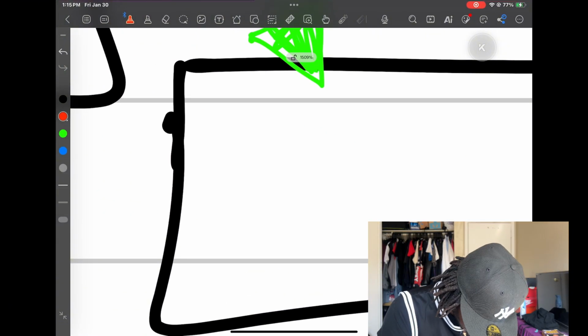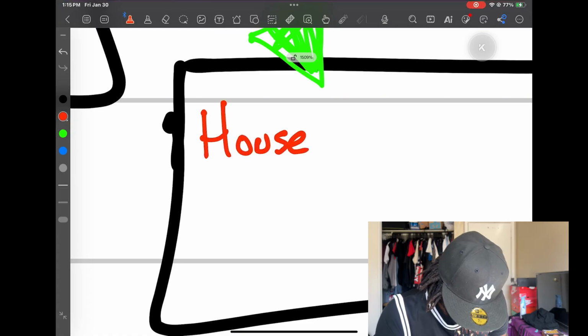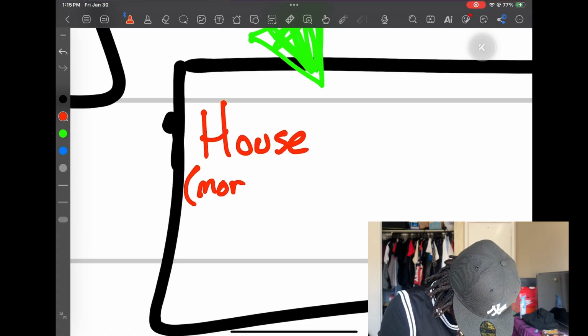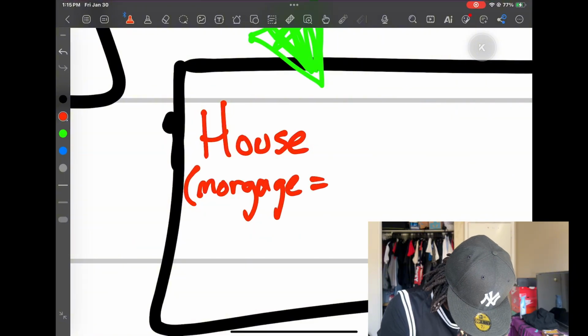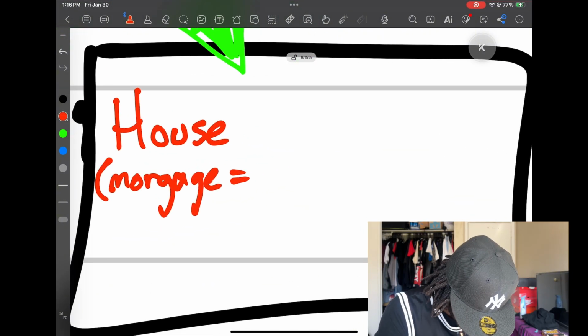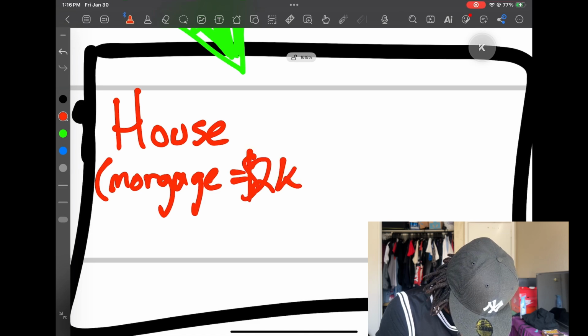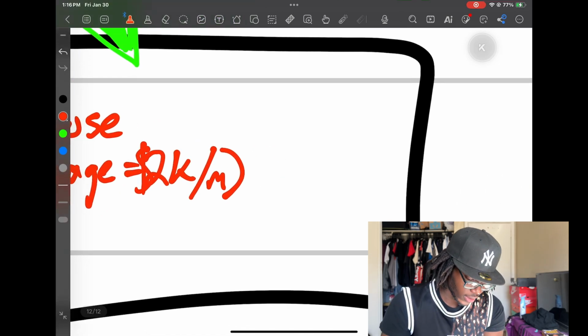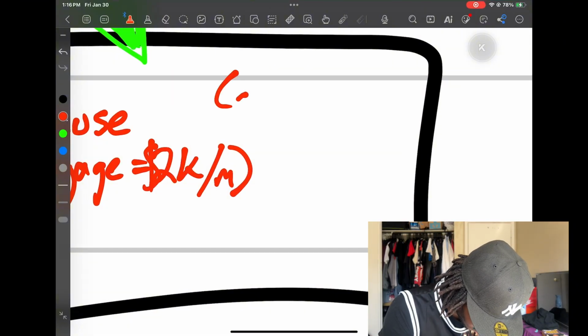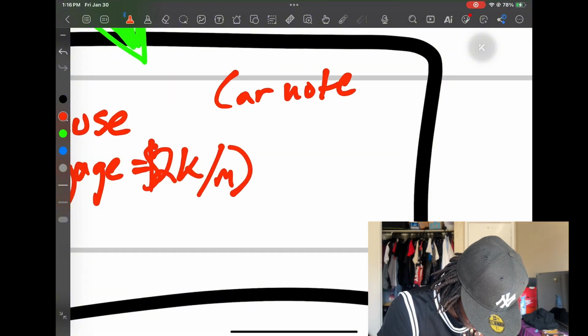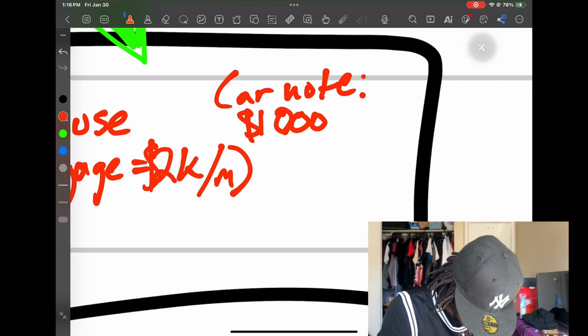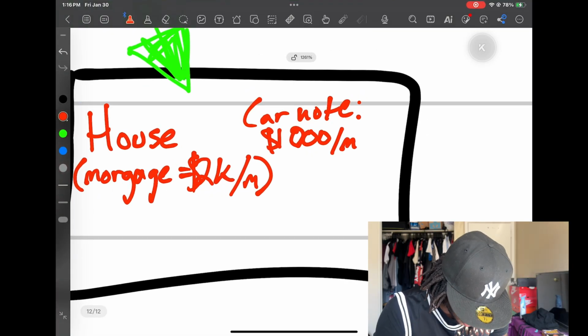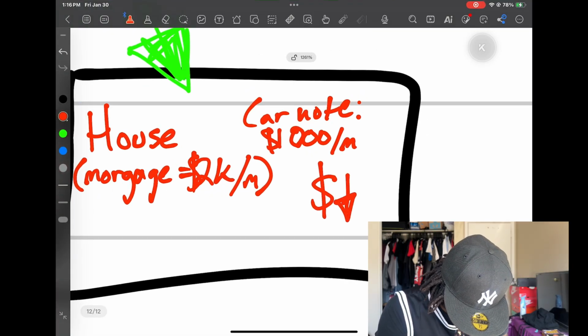So the house, the mortgage is, let's say, $2,000 per month. Okay, and then the car note. Let's say they got a really nice car. Let's say they're paying $1,000 per month. That's money that's taken out of their account. That's all money that's going down.